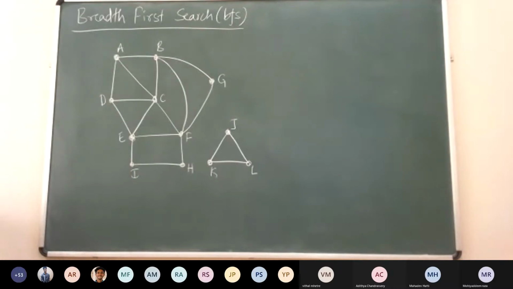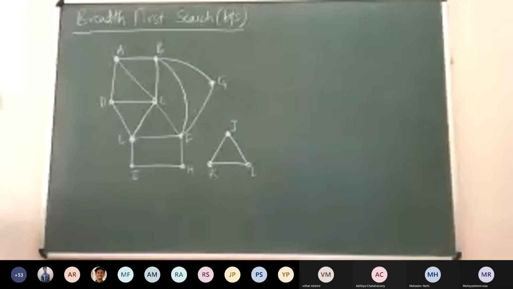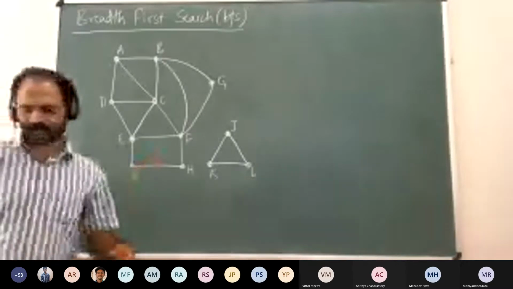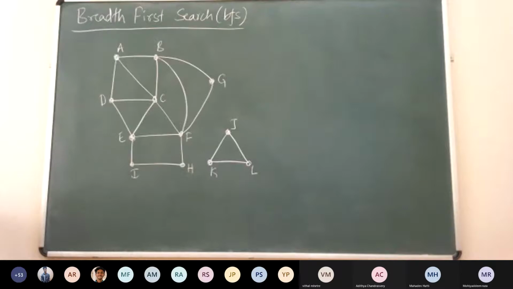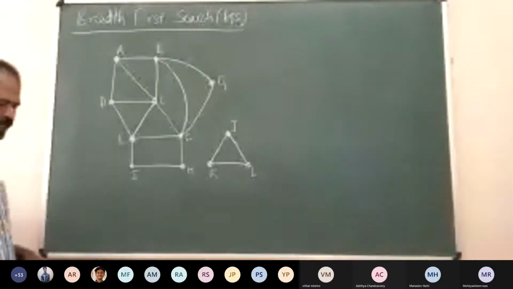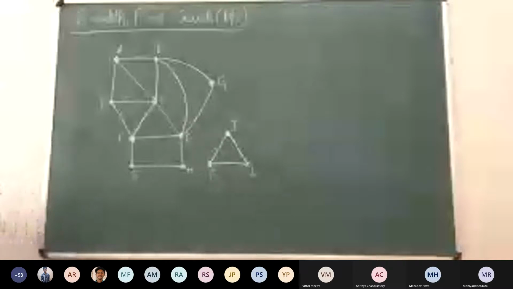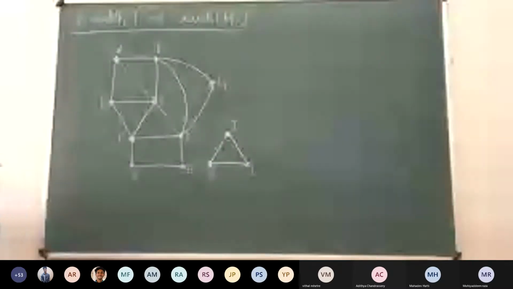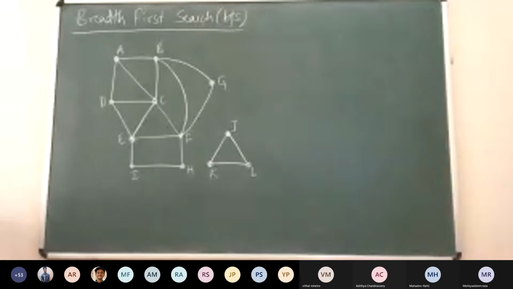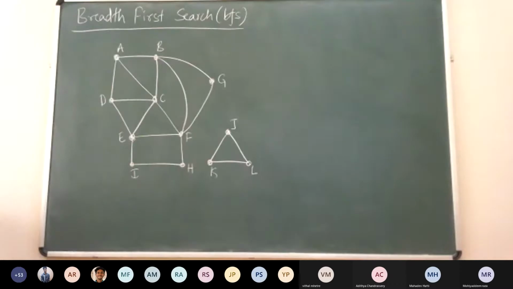Or if you drop a stone in water, and you place some objects at equal distance from where you dropped the stone, the ripples formed will reach those objects at the same time, covering equal distance in an equal amount of time. This is generally what we call breadth first search.